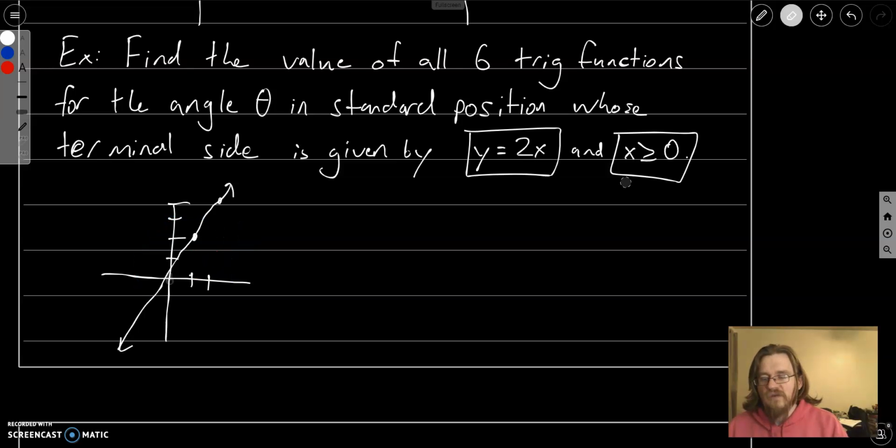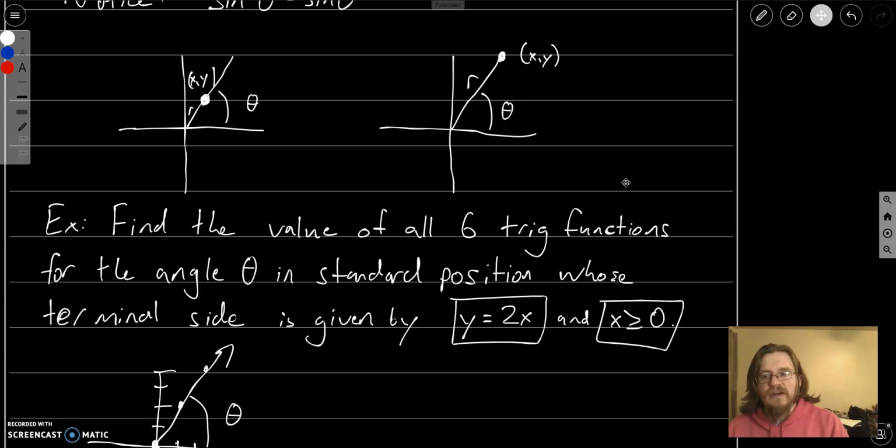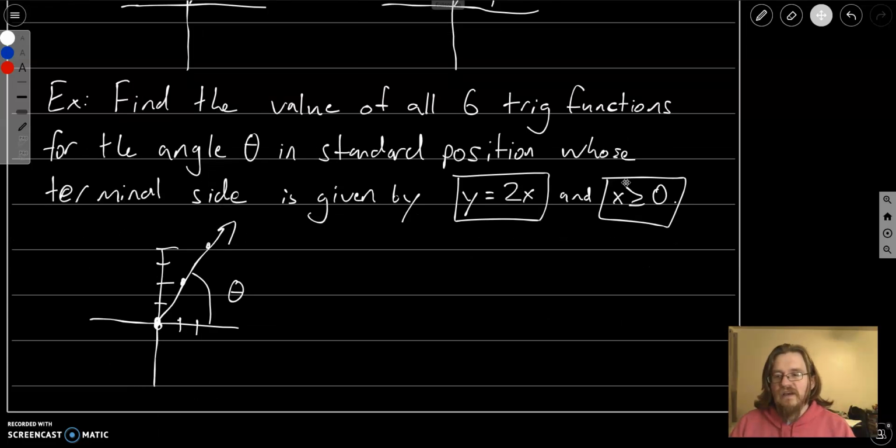So when we draw this line here, I don't want the entire line. I only want the line that extends to the right-hand side. So I'm not worried about the things down here. So this angle is going to come right there. This is the angle that we're worried about. Now, again, just like we mentioned before, it doesn't matter what point you choose along this line. You should always get the same values.